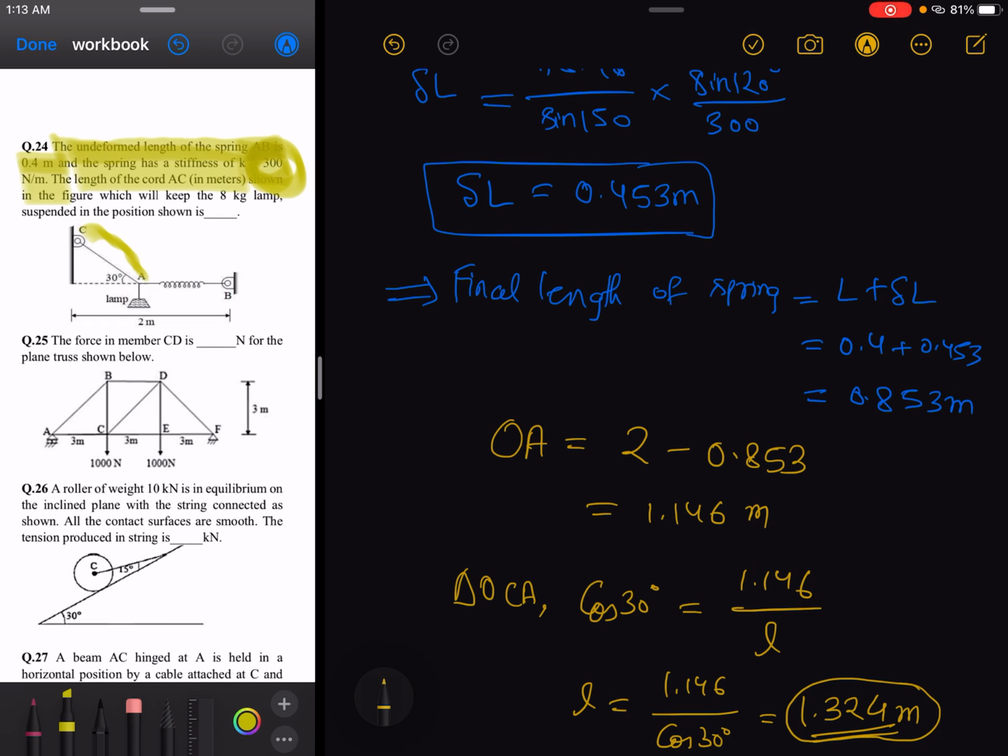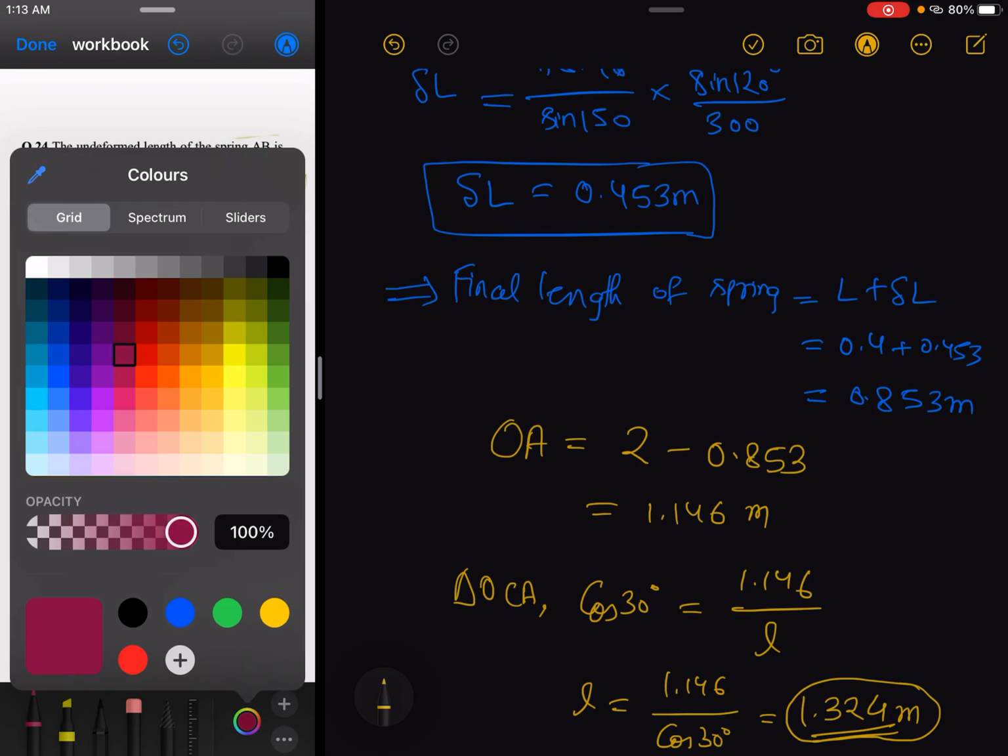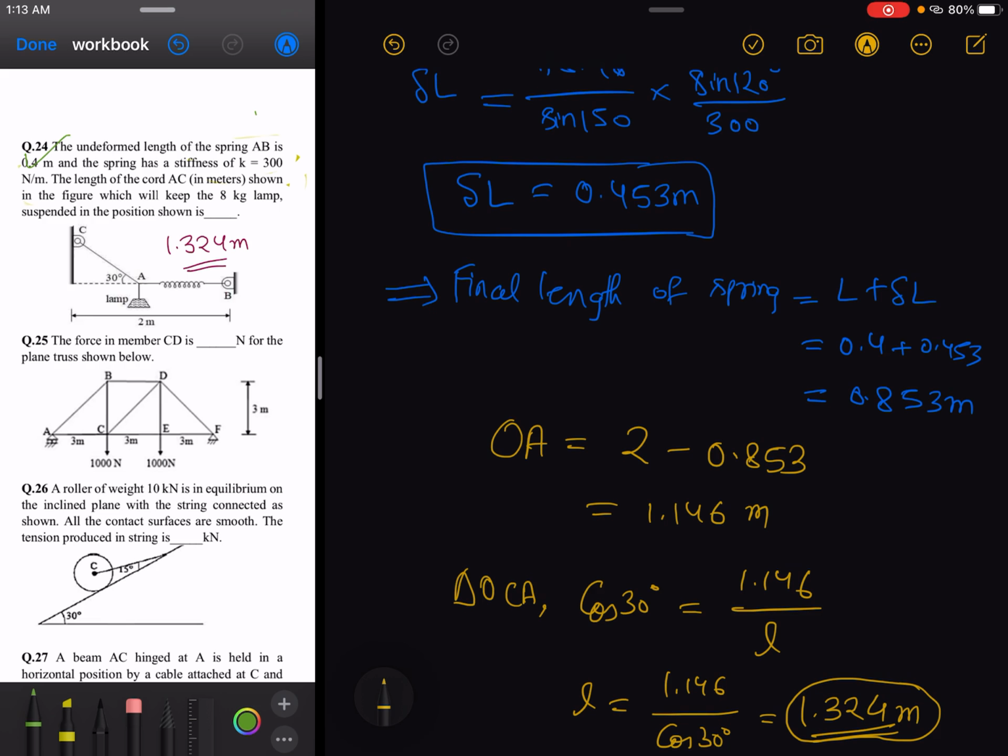Okay, so my dear friends, we have solved question number 24 also. Clear? And the answer for question number 24 comes out to be 1.324 meters. So we have solved question number 24 also in our workbook.